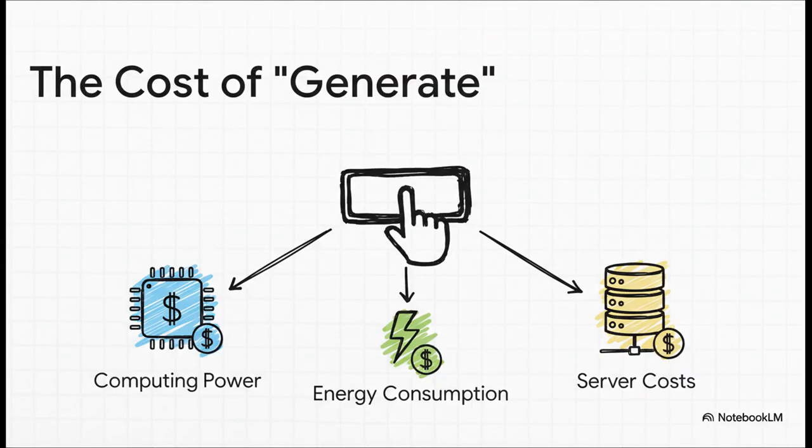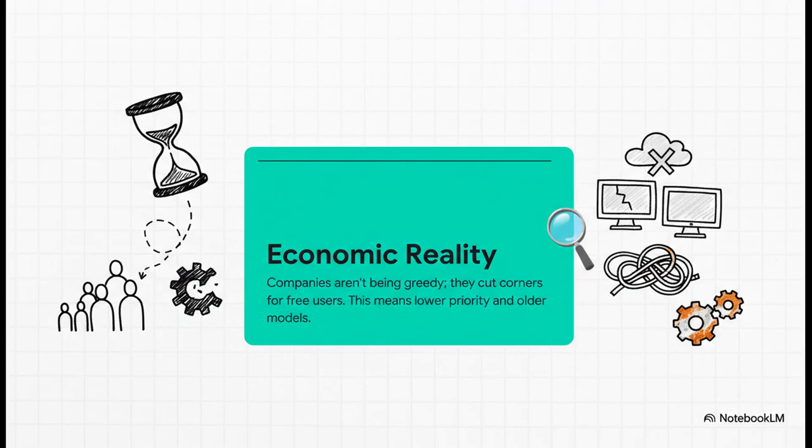Think about it. Every single time you click that generate button, you are setting off a chain reaction of real-world costs. You're using up a ton of computing power, you're consuming electricity, and you're taking up expensive space on a server. And that's not even counting the millions and millions of dollars spent just to develop these AI models in the first place. So look, this isn't about companies being greedy. It's just the economic reality of the situation. If they're not charging you for the service, they have to cut corners somewhere, and that means you. You get lower priority in the queue, you get slower processing, and you get access to the older, less powerful models. It's as simple as that.